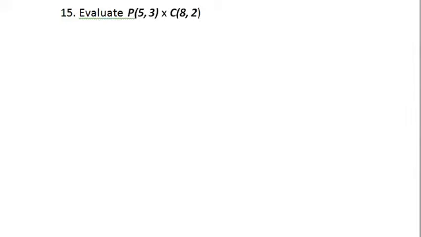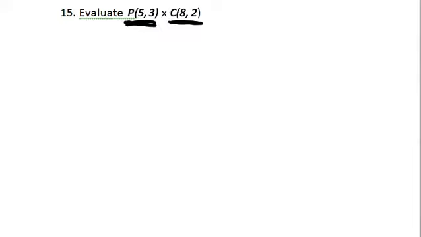This problem says to evaluate a permutation of 5 things taken 3 at a time times a combination of 8 things taken 2 at a time. So this is strictly just a problem to see if you can do the mechanics. Remember, you do have your Casio FX260 calculator, so you can actually do both of these on here. And that's the way that I would expect you would do it most efficiently.